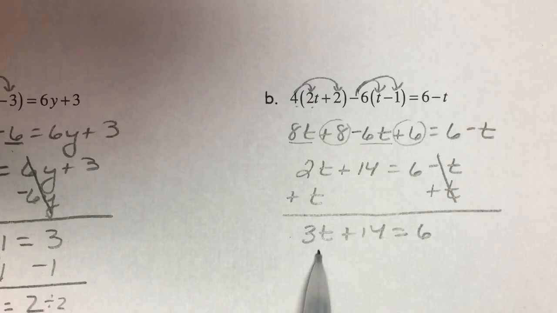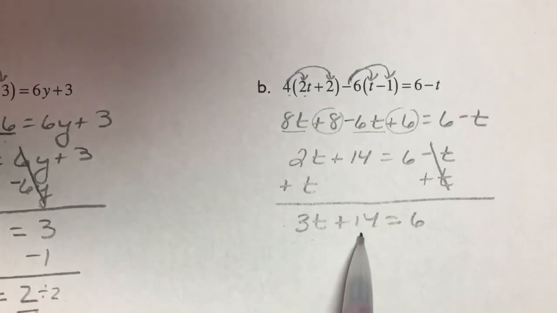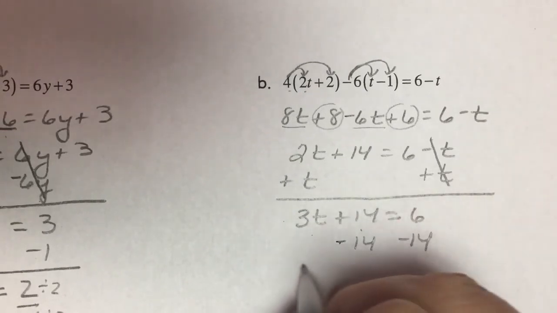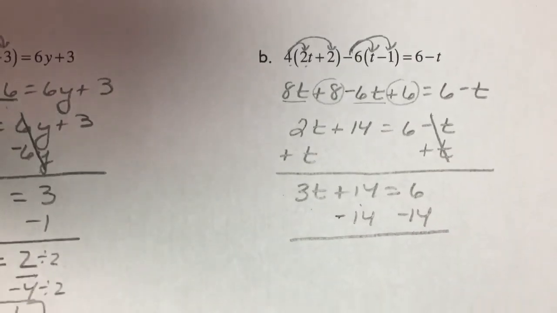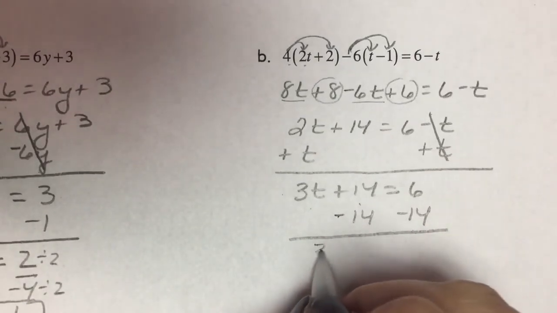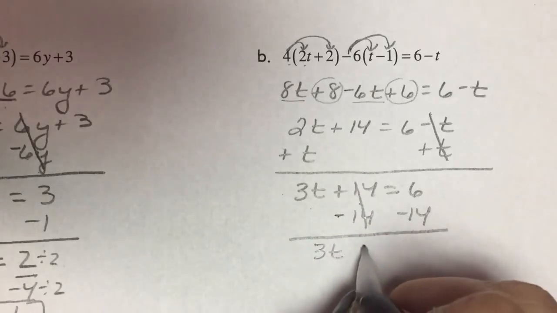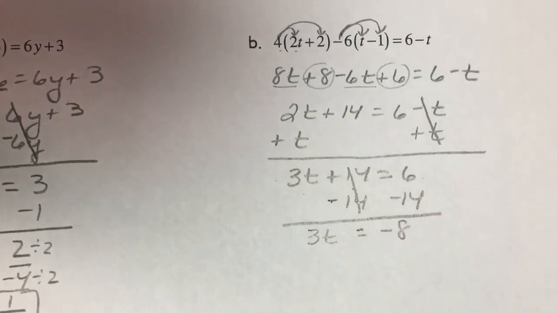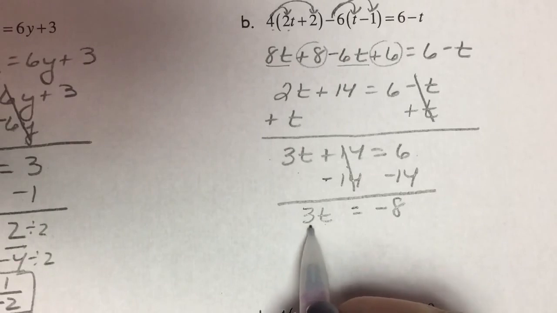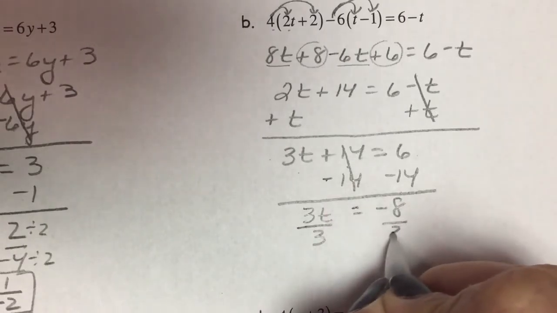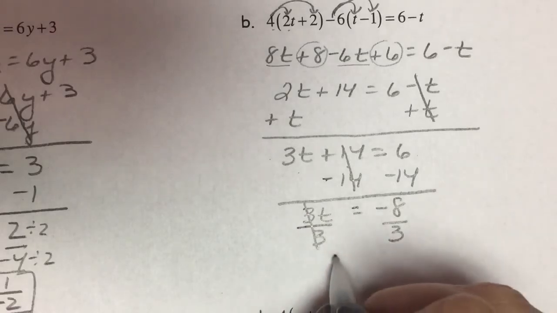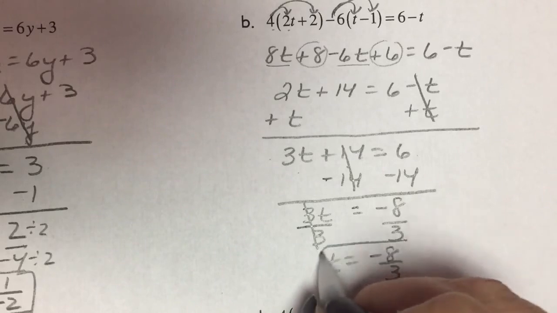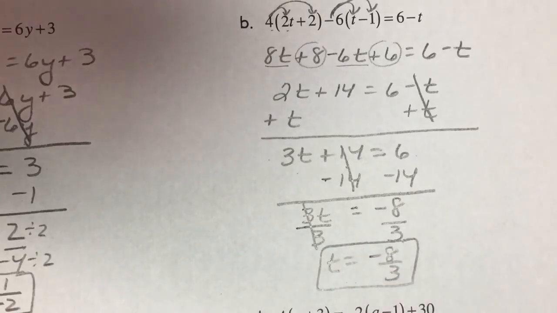So all my variables are on the left, which means I want to get rid of this plus 14 because it doesn't have a variable. So I'm going to subtract 14 from both sides of my equal sign. So 3t, those are going to cancel, is equal to 6 minus 14 is negative 8. Let's get the t alone. It's being multiplied by 3. I'm going to divide both sides by 3. This does not reduce, so we can just leave our answer as negative 8/3.